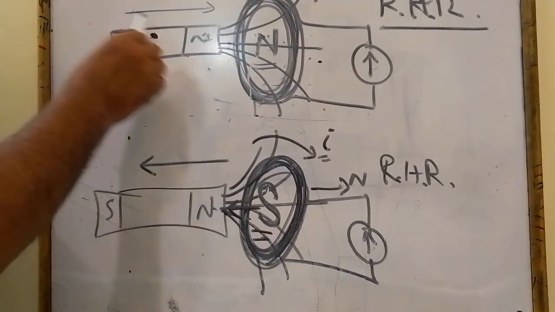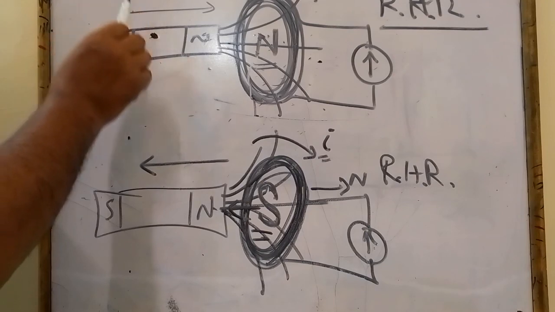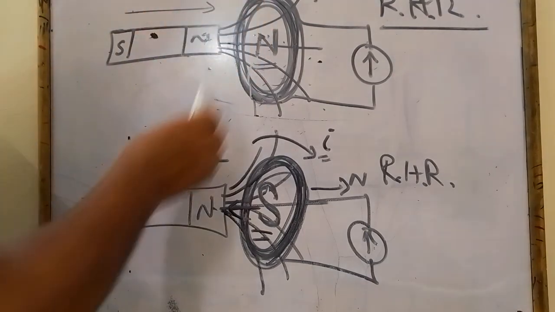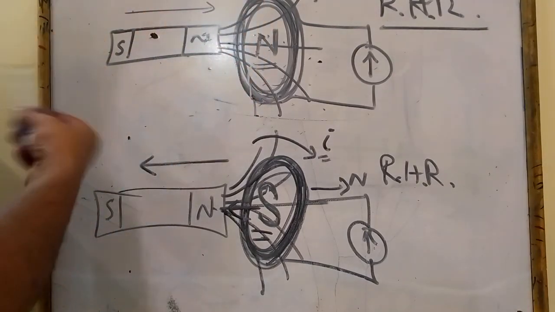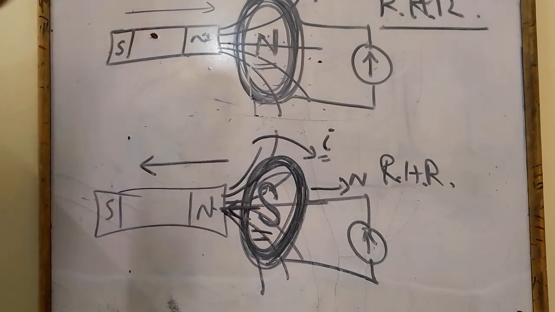We are actually doing work on the magnet to make it move towards the coil. The coil is opposing us, so the energy consumed by us will be converted into electrical energy. This is called Lenz's law, and it is totally according to the law of conservation of energy.